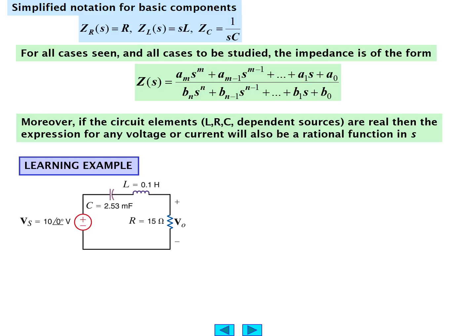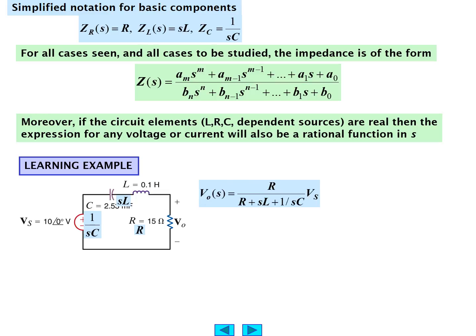V_S is equal to 10 angle 0. The capacitor is 2.53 millifarads, L is equal to 0.1 henries, and R is equal to 15 ohms, and we're interested in the target variable V_0, which is the voltage across the 15 ohm resistor. We can convert the capacitor to 1 over sC, the inductor to sL, and the resistor remains R.